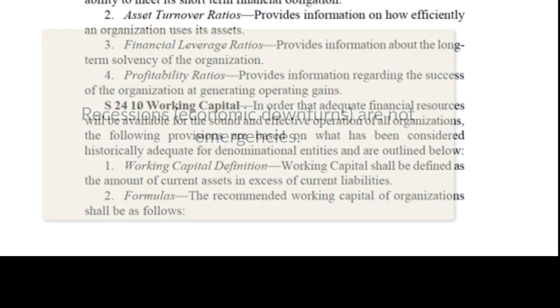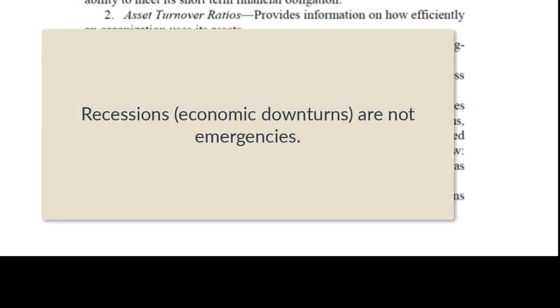Recessions and economic downturns are not emergencies. They always have happened. Right now, worldwide, I know every country is different, but the United States is on a 10-year run. Australia is on something like a 50-year run where they haven't had a recession, but they always come.